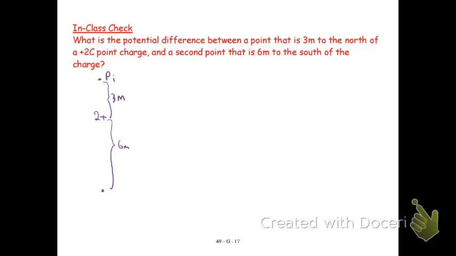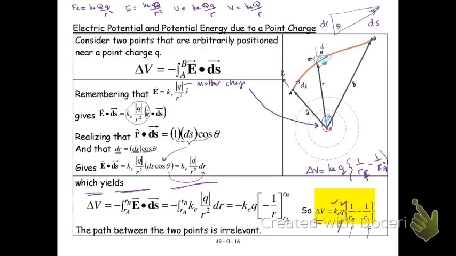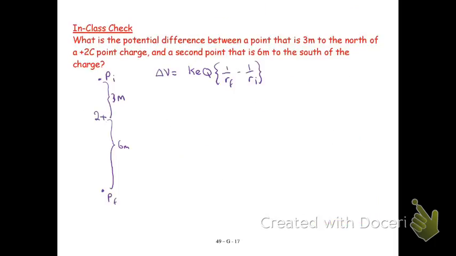This is P initial, this is P final. So I'm going to say, what is my potential difference? My potential difference is equal to KEQ times 1 over R final minus 1 over R initial. I just wanted to make sure that I didn't drop my sign. This has not got a negative sign in front of it.